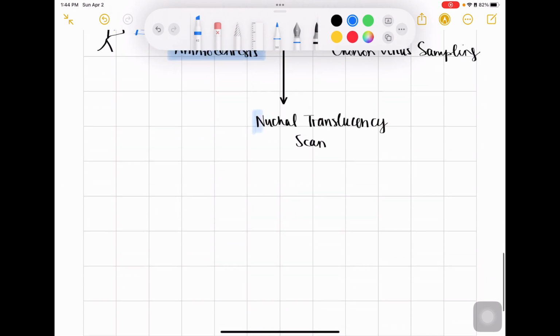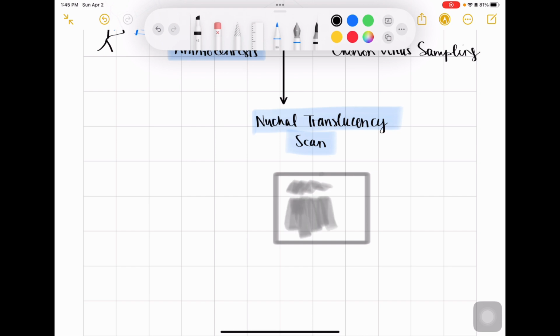The nuchal translucency scan is when they do some kind of an ultrasound scan. So it's more like a non-invasive kind of thing where they see different locations. Let's say this is the baby. And they see the amount of fluid in one of the parts, the nuchal fluid. And if it's a large amount, they correlate it with Down syndrome, and if it's a small amount, they correlate it with a healthy child.